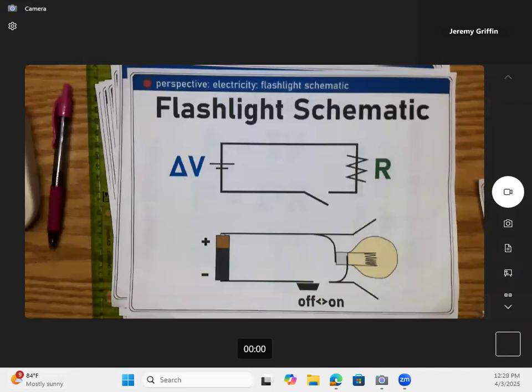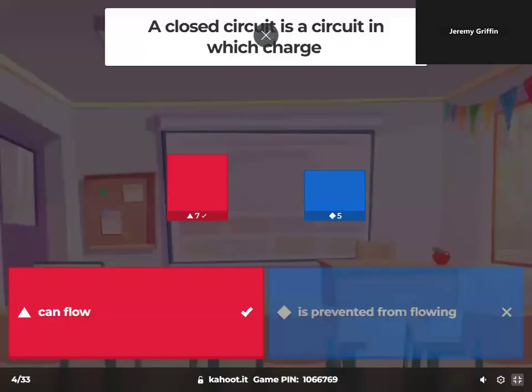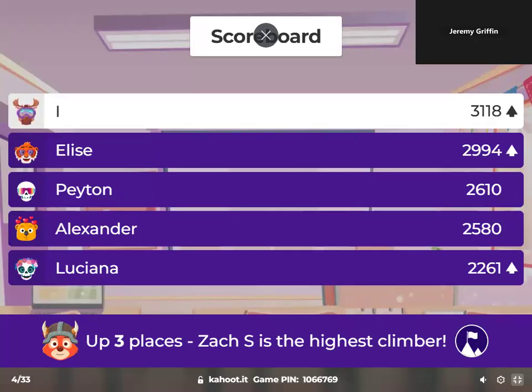What's wrong with my computer? There you go. Luciana, Alexander, Peyton, Elise, Moose the first.